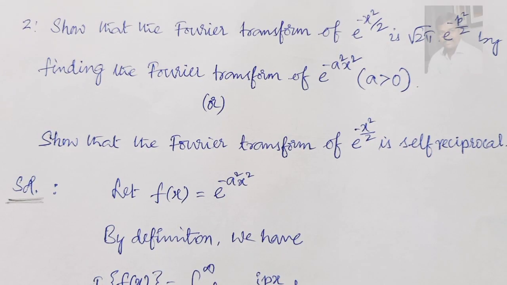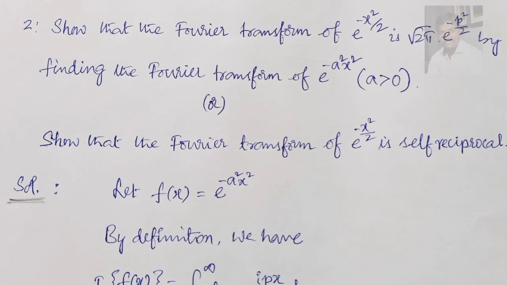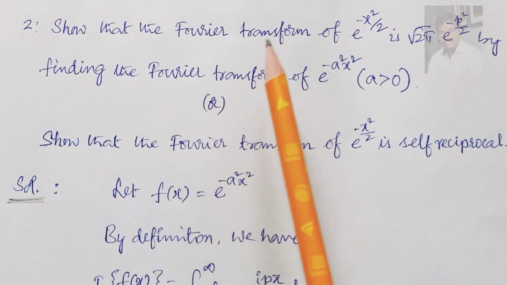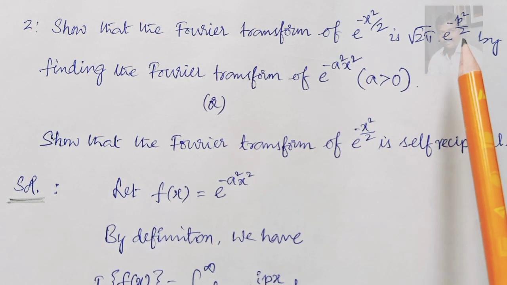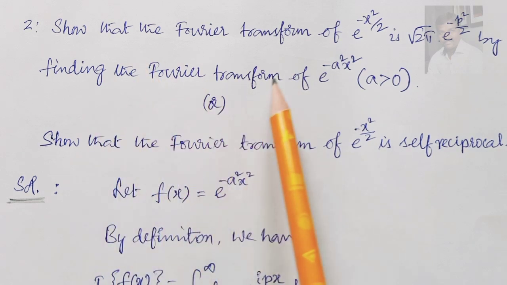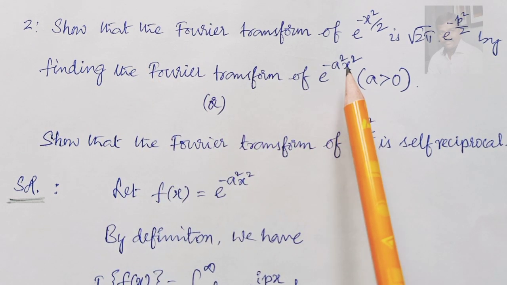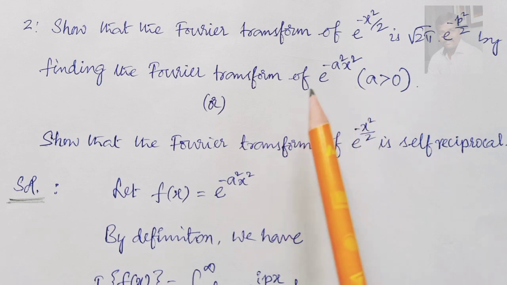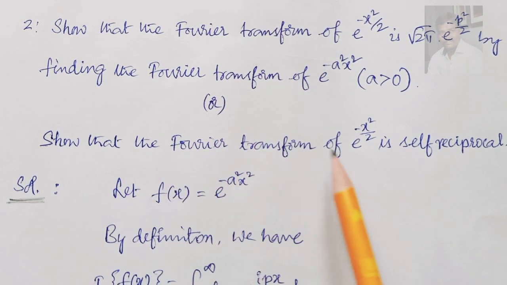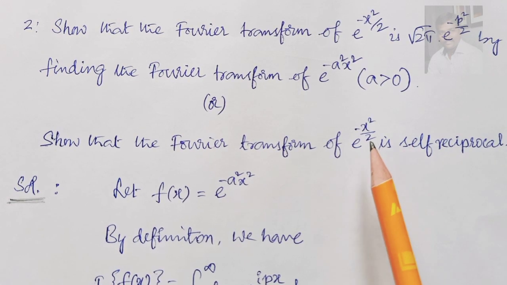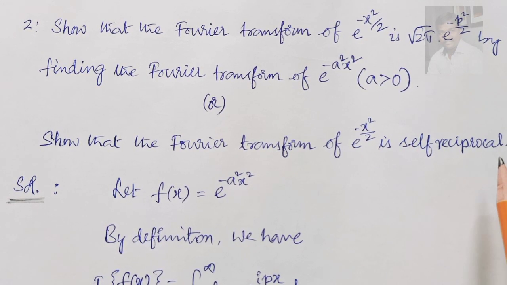Hi students, today we are going to discuss another problem in Fourier transforms. Here the problem is: show that the Fourier transform of e power minus x square by 2 is root 2 pi into e power minus p square by 2, by finding the Fourier transform of e power minus a square x square, where a greater than 0. The same problem can be asked in another way: show that the Fourier transform of e power minus x square by 2 is self-reciprocal.